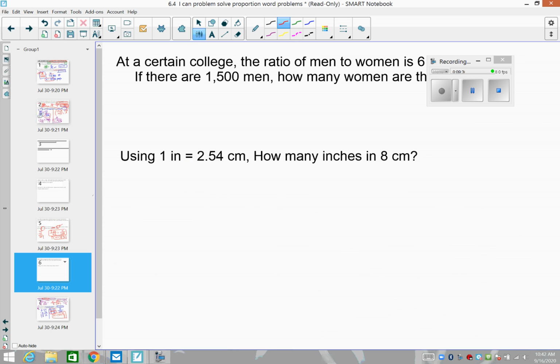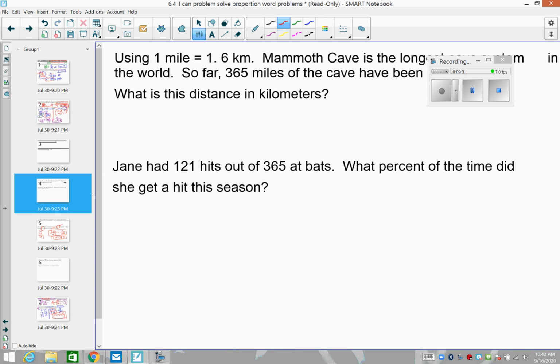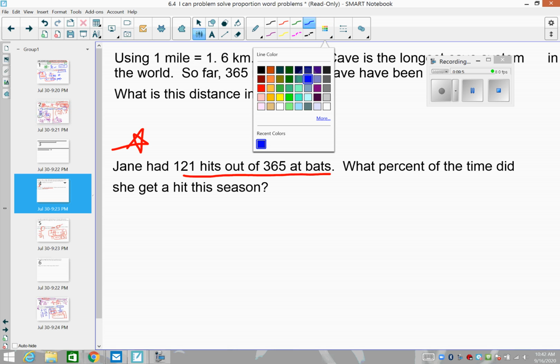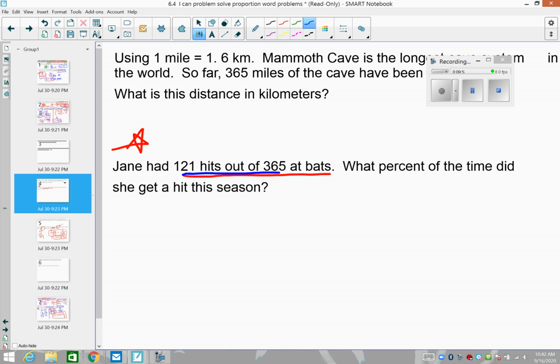And isn't there one more percent? This one right here. Jane had 121 hits out of 365 at-bats. I'd like you to go ahead and try to solve this problem about Jane's baseball stats. All right, guys, let's try it. Come on, make sure you're trying these. This is super important. This is your future, right?